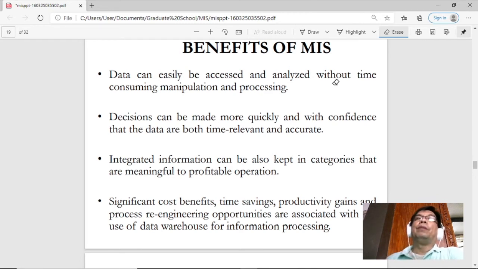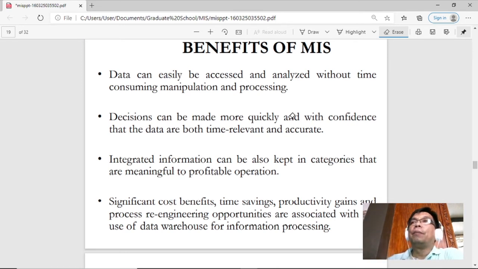So what do we mean by time relevant? If we push the button and the report comes out immediately, then that means that the data that we see is time relevant. And more or less it can be more accurate than when it is done manually.